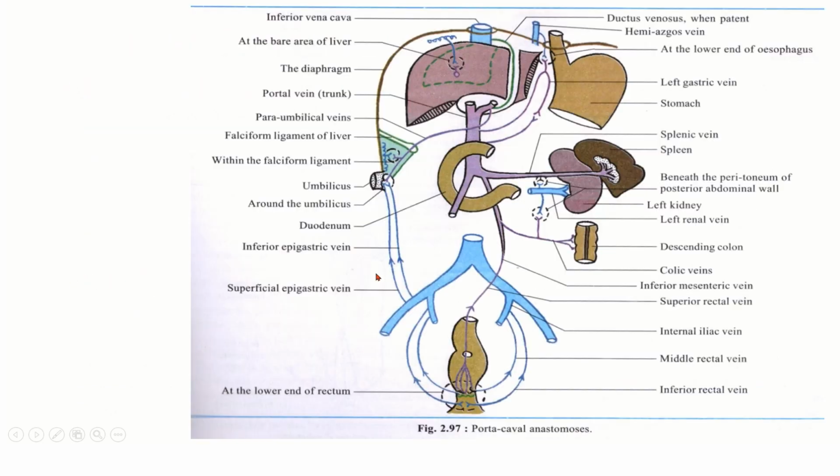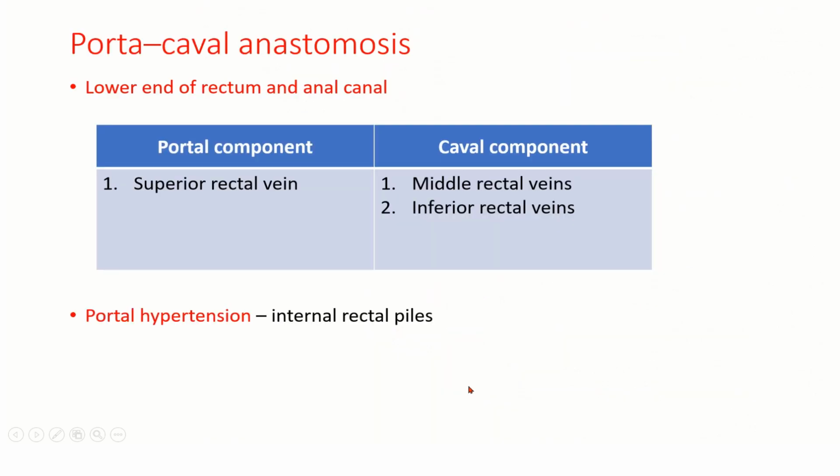So I'll show you in this. Yeah, you can see here clearly. This is the superior rectal vein, which is continuing as the inferior mesenteric vein. This is the portal component, and here you can see this is the middle rectal vein, and this is the inferior rectal vein. So these two are the caval components, portal component and caval component anastomosing at the lower end of the rectum and anal canal. So portal hypertension results in hemorrhoids or internal rectal piles.